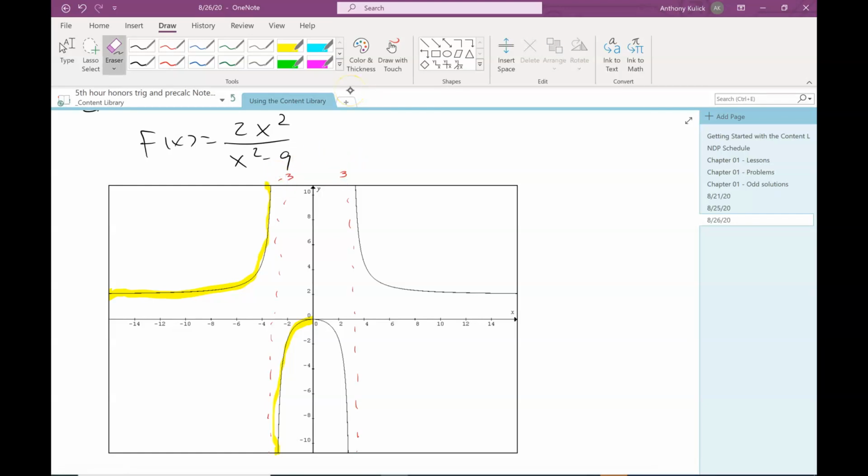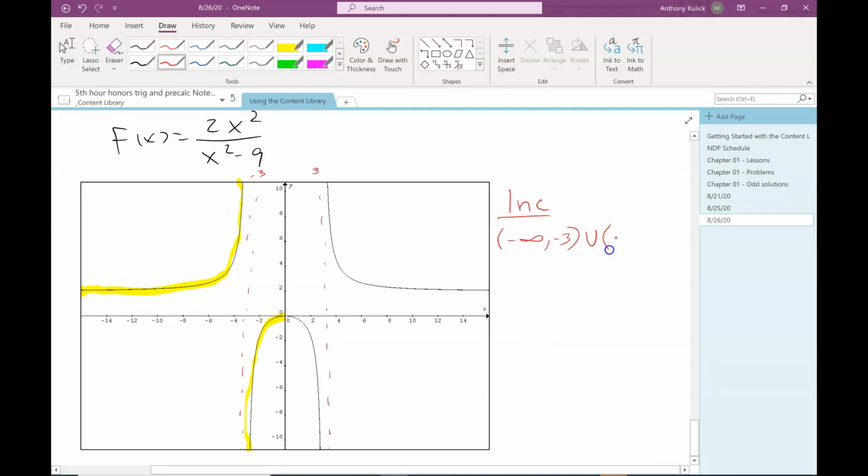Okay, so for my increasing interval, it's going to be a compound interval because I have two sections that are increasing, right? So I'm going to definitely have something with a union in between. Everybody's good there? The first interval would go from what to what? -infinity to -3. Good. And then -3 to 0, right? So everybody's okay there? Notice that -3 is not included in either one of those intervals because at -3 there's an asymptote, so there is no point there that you can use to make increasing or decreasing.